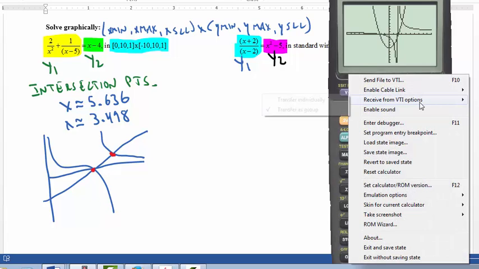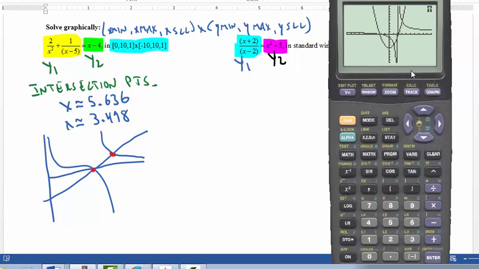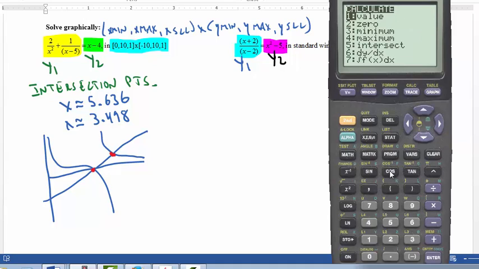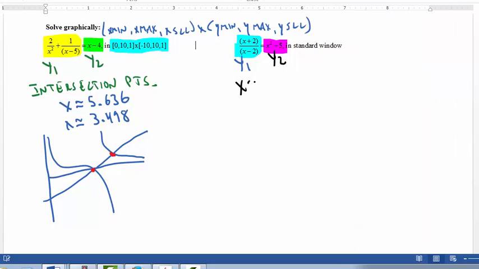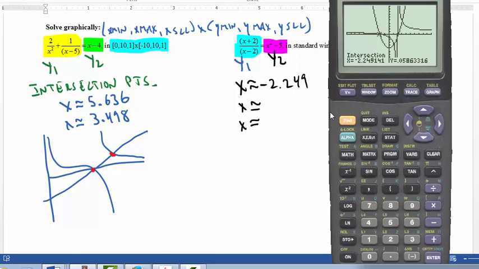So you would do calc, intersect, y1, y2. Here's the first one, which is negative 2.249. And I'm just going to 3 decimal places because that's what they wanted on the test. They'll pretty much tell you how many decimal places they wanted. So that's negative 2.249 to 3 decimal places.